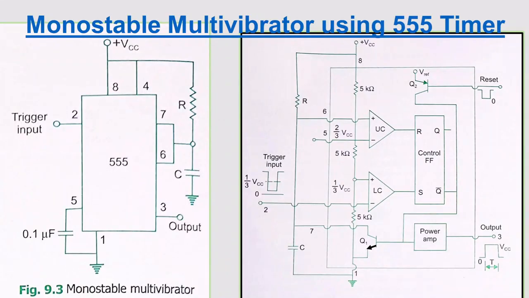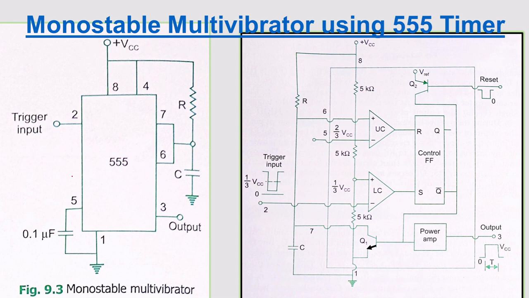Okay, so this is a circuit of the monostable multivibrator. Here you can see this is a 555 timer. In the last class I explained the pin details, right? The second pin is your trigger, the fifth pin is your control voltage, and one is your ground terminal, and third is your output, sixth is your threshold, seventh is your discharge, eighth is your supply voltage, and fourth is your reset.